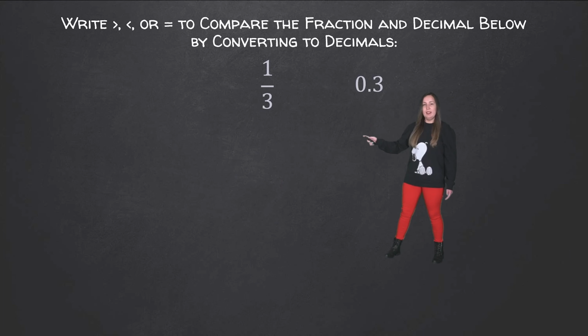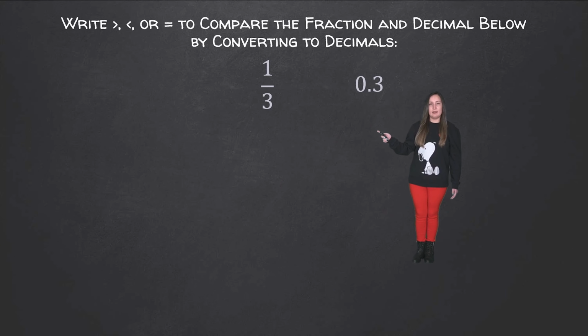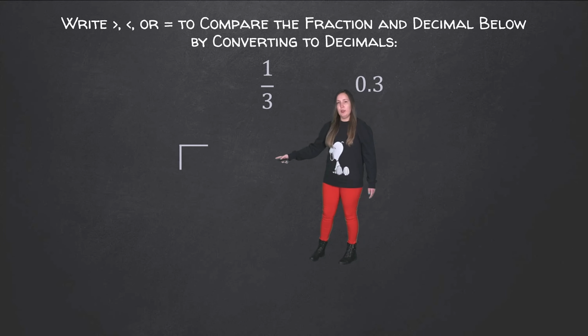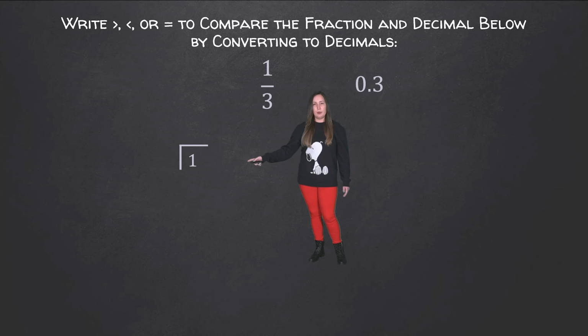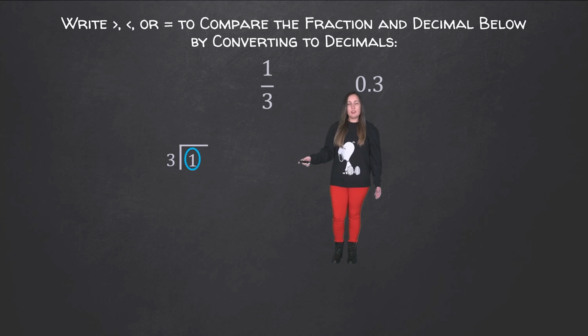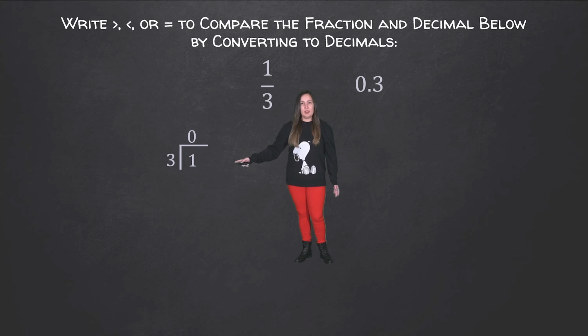All right, so now let's compare 1/3 and 3/10. We're going to take the fraction and convert it to a decimal in order to compare. So we're going to do long division, where we're going to put our numerator on the inside and our denominator on the outside. So we ask ourselves, how many times does 3 go into 1? Well, 3 doesn't go into 1, so we're going to put a 0, and then a decimal point, another 0, and bring up the decimal point.